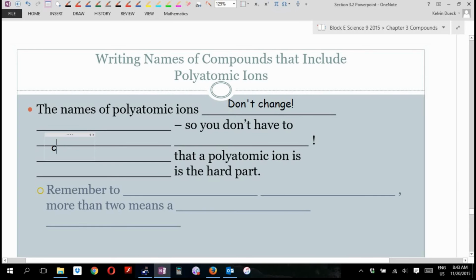Let's see if my pen is now working. It is. My pen had stopped working for a second there.